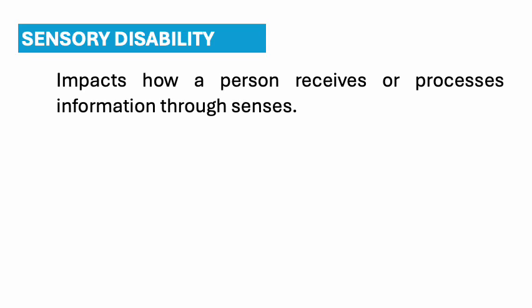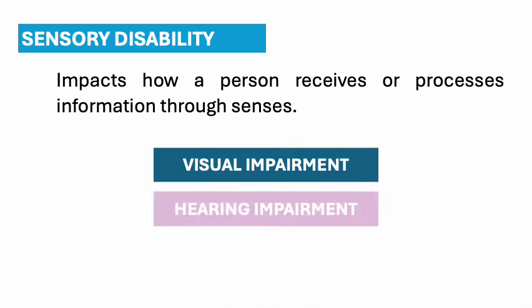Let's zoom in on sensory disabilities. These affect how a person receives or processes information through their senses. The most common types are hearing impairments and visual impairments. So when we talk about hearing impairments, it makes it harder to understand sounds and speech. And when we talk about visual impairments, it affects how someone sees and interprets the world.